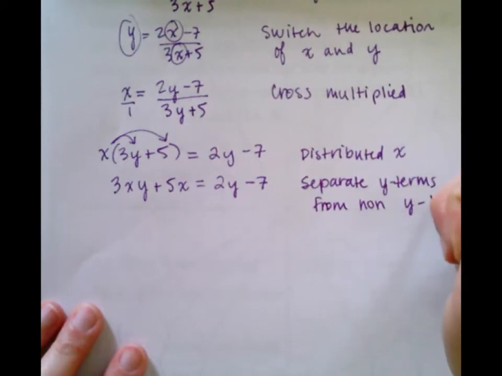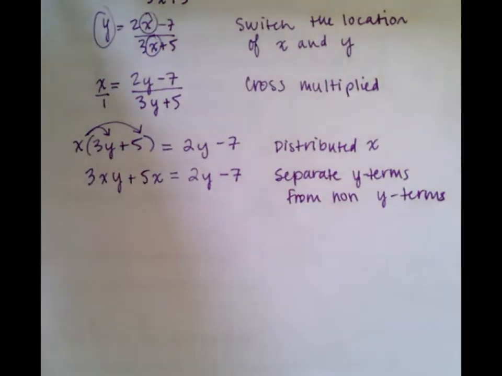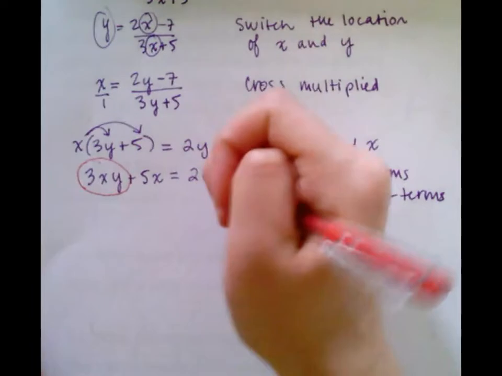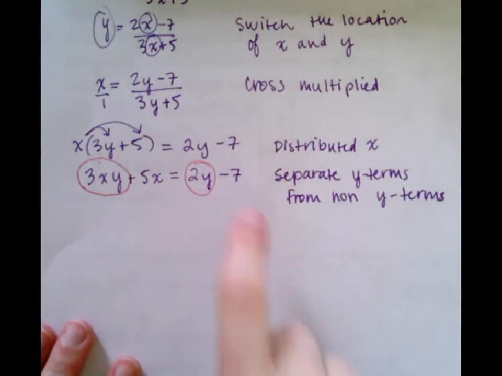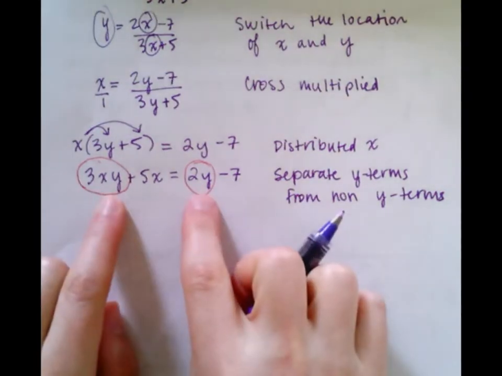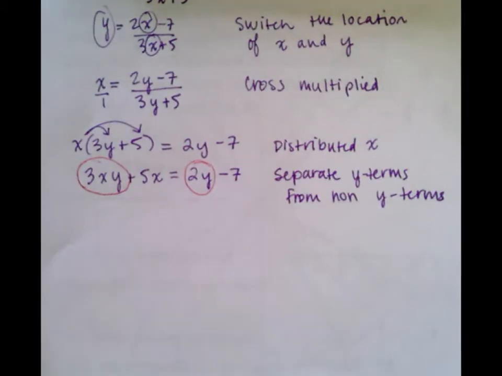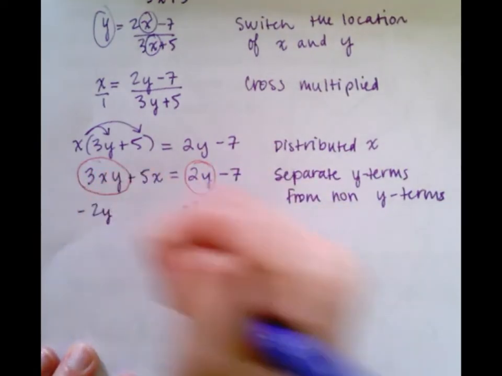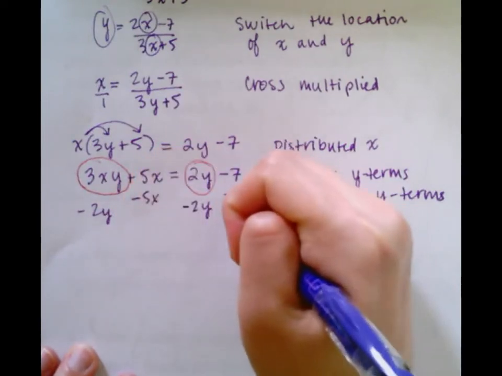non-y terms. So if you look at this equation, I'm going to underline which are the y terms. Well, 3xy has a y in it, and 2y has a y in it. And then 5x and negative 7 are the two terms without y's in them. Okay? So the two things I've circled in red should be on the same side. The two things that I haven't circled should be on the other side. It doesn't matter which you put where, so I'm just going to move 2y over. And I'm going to move 5x over. So that would be minus 5x. I'm doing two things at once, but that's okay.